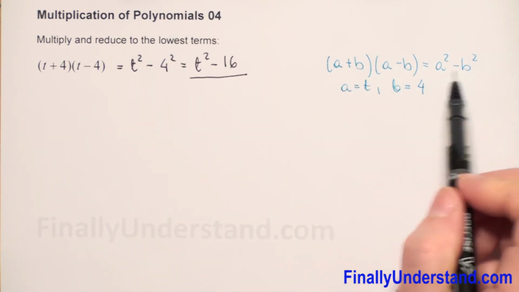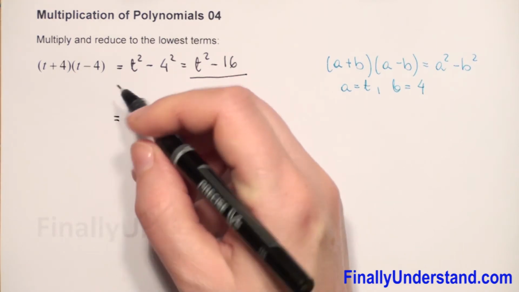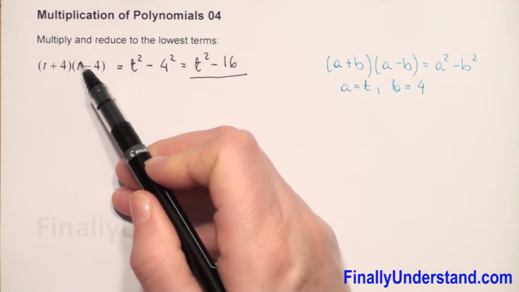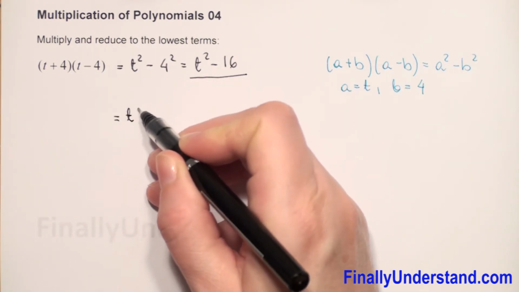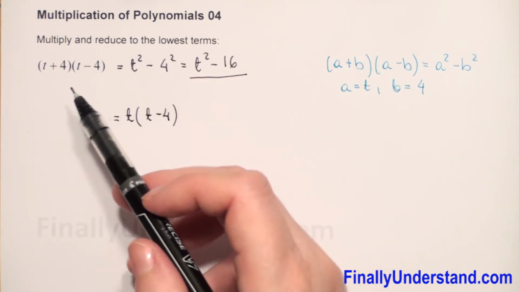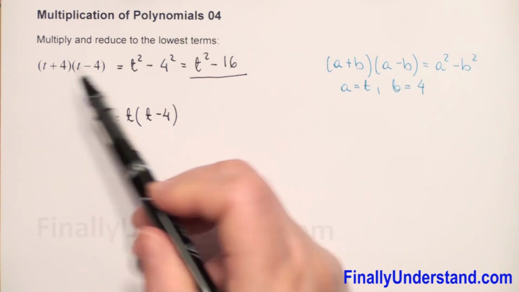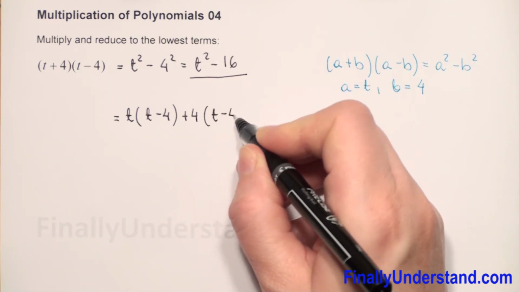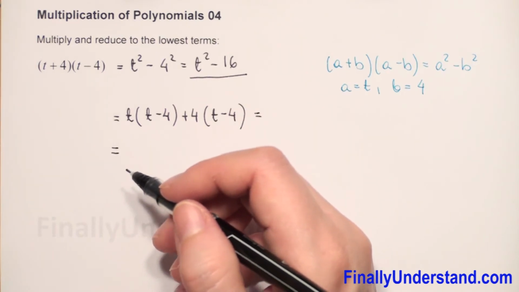Or if you don't remember this formula or you don't want to use this formula, we can do step by step. So first we have to multiply every expression in the second parenthesis by t. So we have t times (t - 4), and next we have to multiply every expression in the second parenthesis by 4. We have positive 4 times (t - 4). Now we have to use distributive law of multiplication.